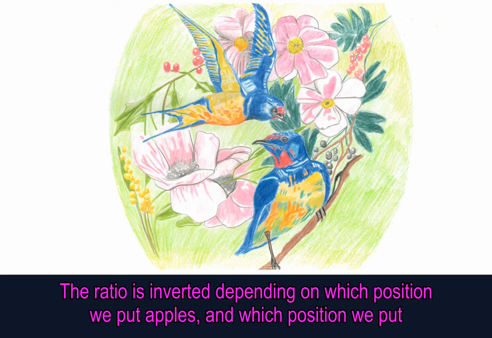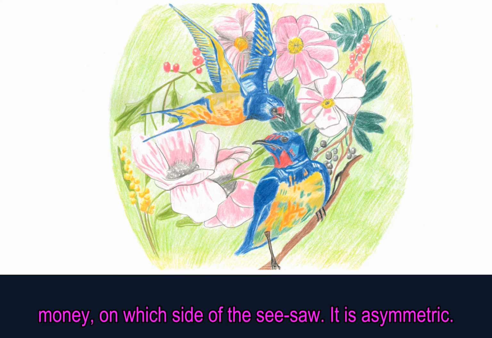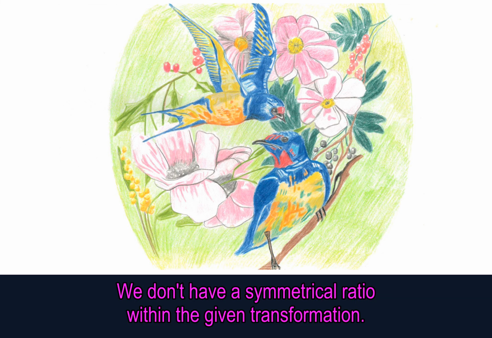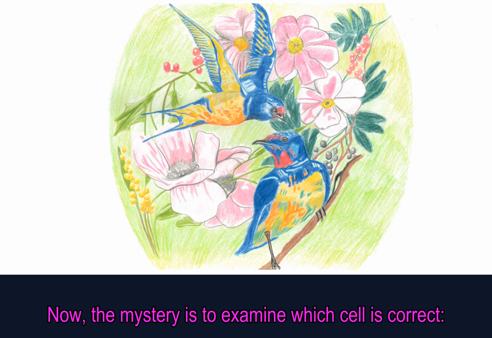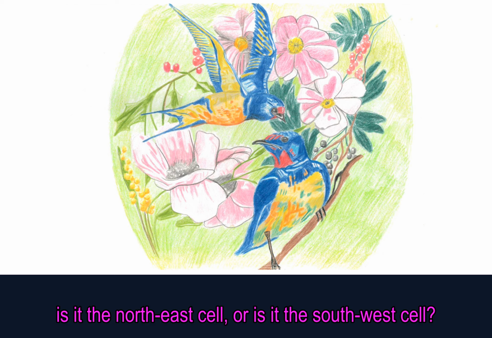The ratio is inverted depending on which position we put apples and which position we put money, on which side of the seesaw. It is asymmetric. We don't have a symmetrical ratio within the given transformation. Now the mystery is to examine which cell is correct. Is it the northeast cell or is it the southwest cell?